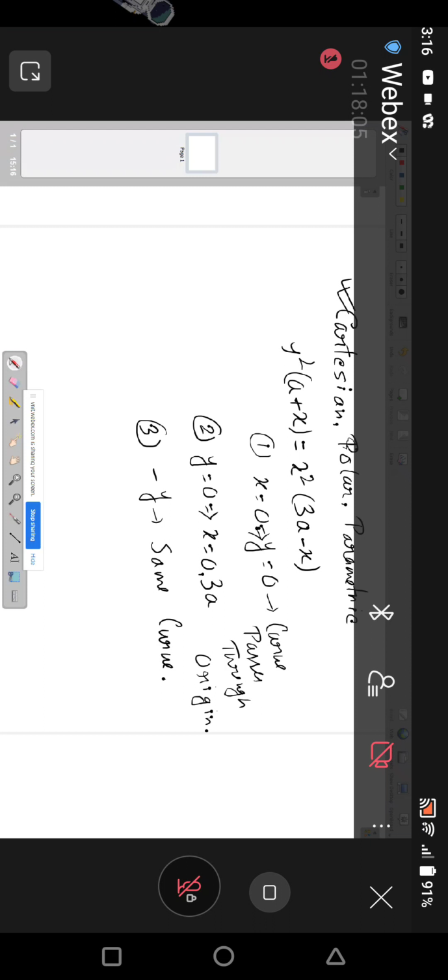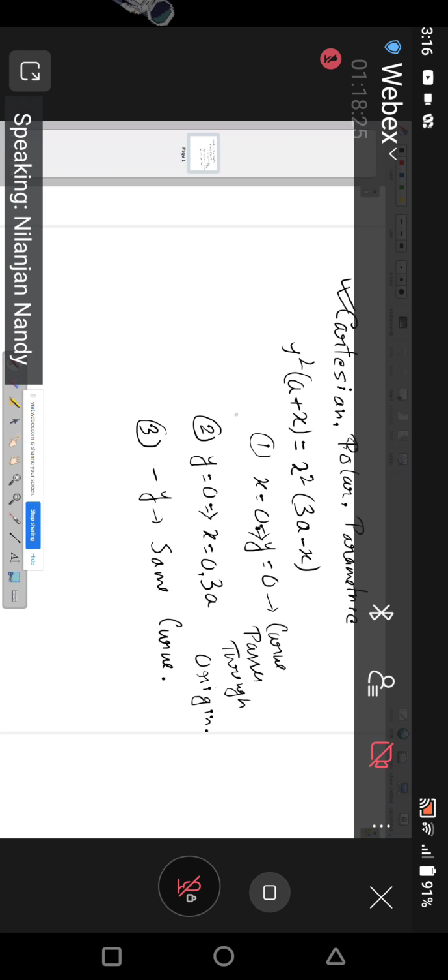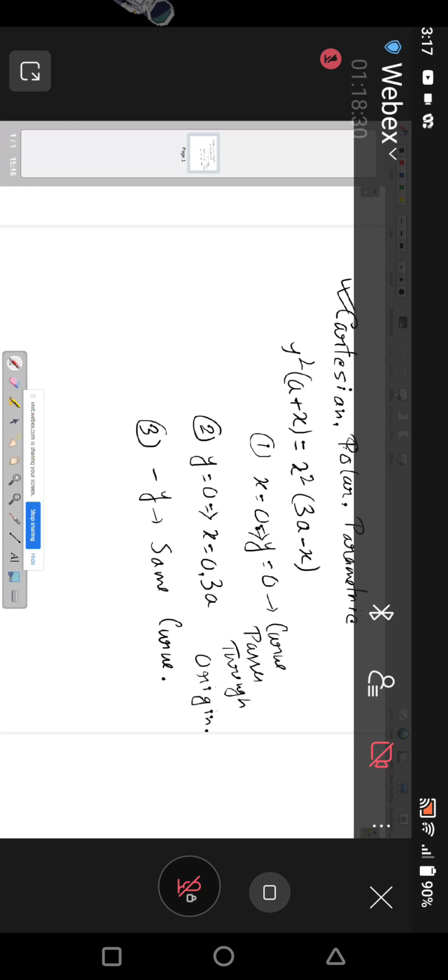After we get this, we check the symmetry of the curve. How can we check the symmetry of the curve? If we substitute x equals minus x, we can see the curve changes, so there is no symmetry about the y-axis. But if I substitute y equals minus y, then I can see very carefully that the curve remains the same. So the curve is symmetric about the x-axis. This is the first thing.